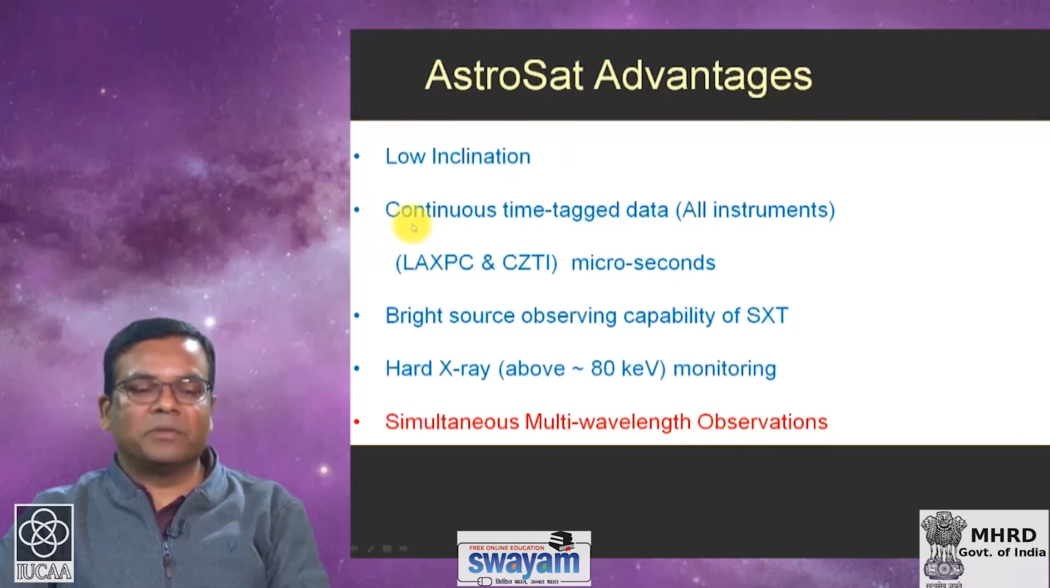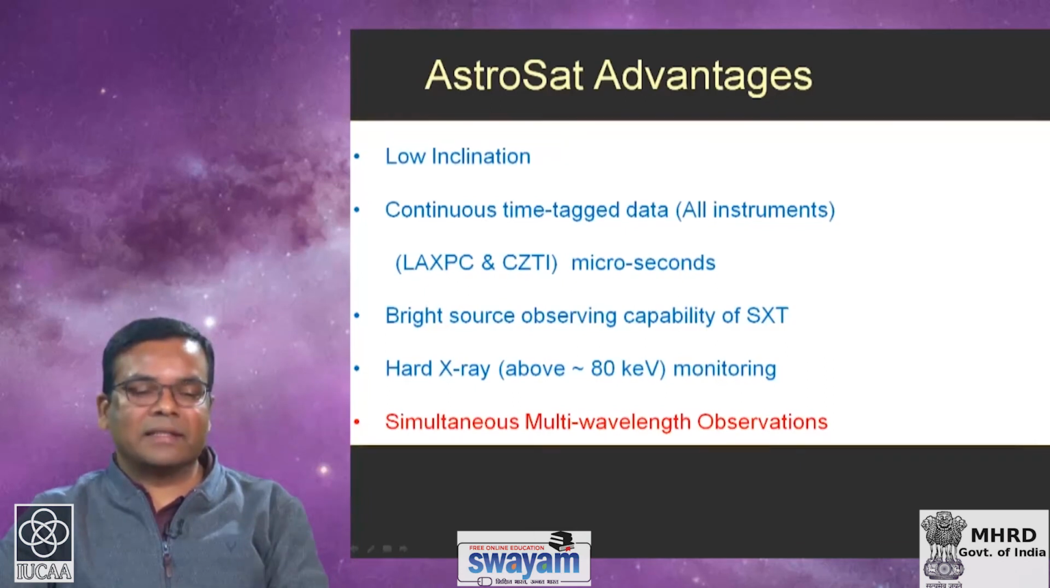Most of the instruments produce continuous time-tagged data, which is very important to study fast variability, particularly with the LAXPC and CZTI instruments, which have microsecond time resolution. The soft X-ray telescope is very good for bright sources. This is actually helpful because other currently operating X-ray satellites are not good for bright sources. Their detectors get saturated, while the soft X-ray telescope is excellent for bright sources, and one can study these bright sources using all the instruments in principle.